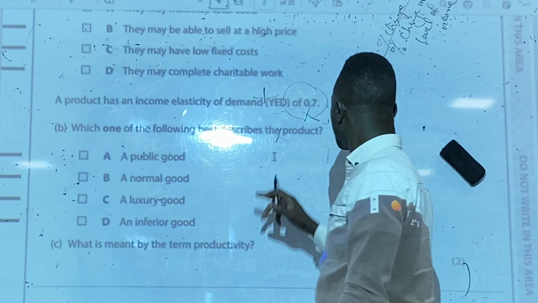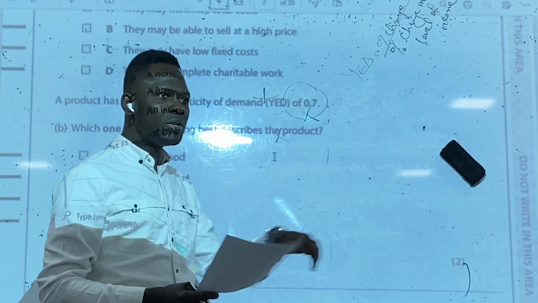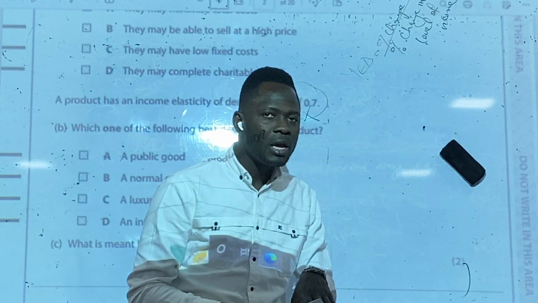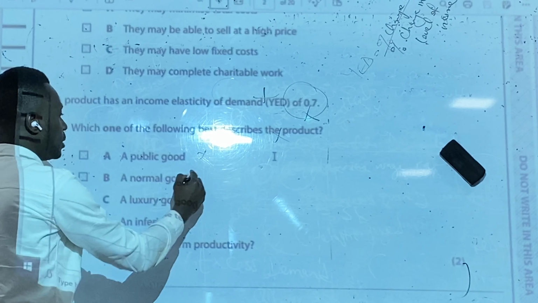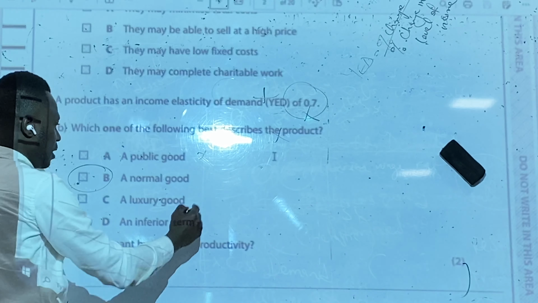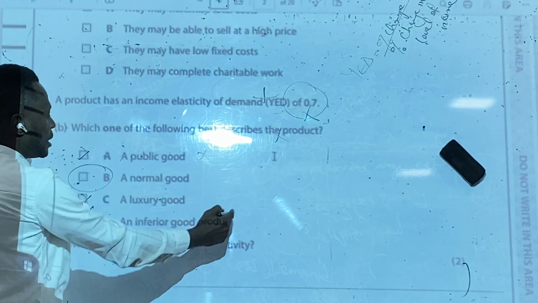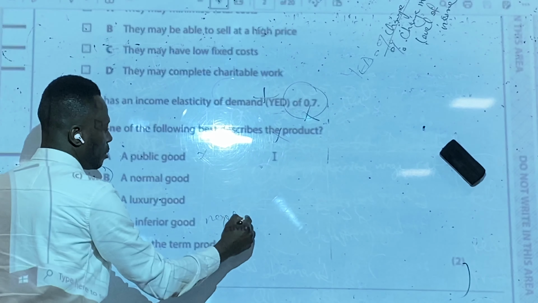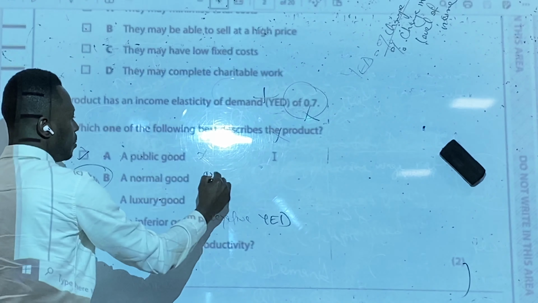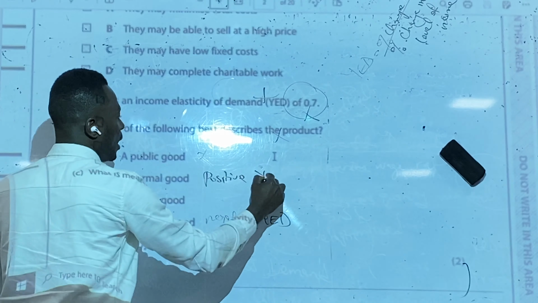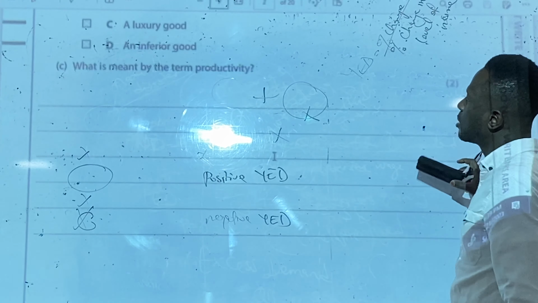So here we have a positive YED, so it's not a public good. What's a public good? A good that is non-excludable and non-rivalrous. So this is not the answer. A normal good is the answer. B is the answer. Luxury, no. Inferior goods, no. Inferior if it is negative. Yes, a negative YED means it's an inferior good. So this is a positive one, a positive YED. Is it clear? Yes. So we go to question C.